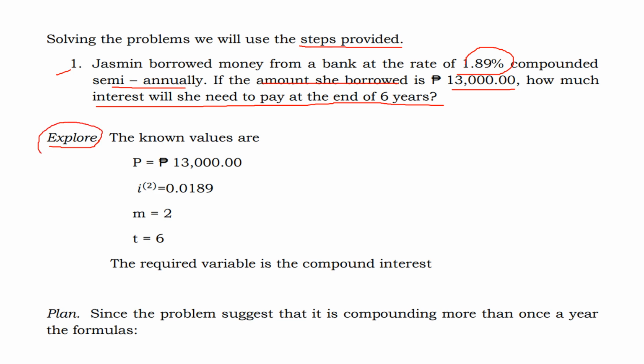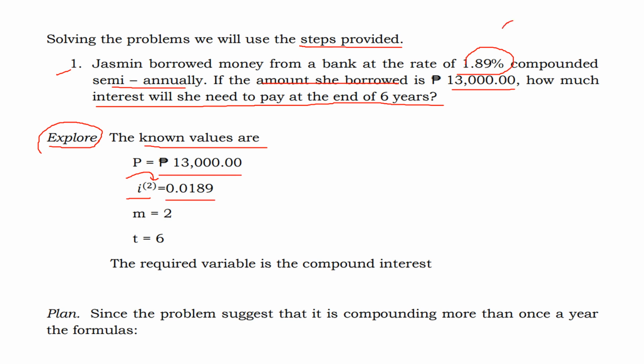So first step is to explore. Read, analyze, and look for the known and unknown variables. The known values are your principal, which is 13,000 pesos, because this is the amount she borrowed from a bank. Then your exponent here is raised to 2. Why is that? Because it is compounded semi-annually, meaning there are two sets of 6 months in a year.